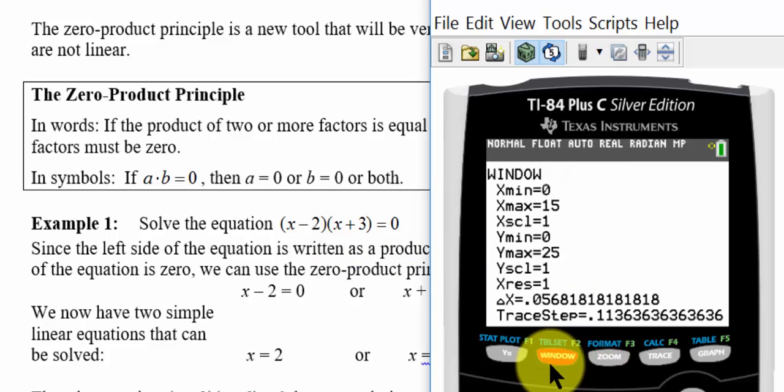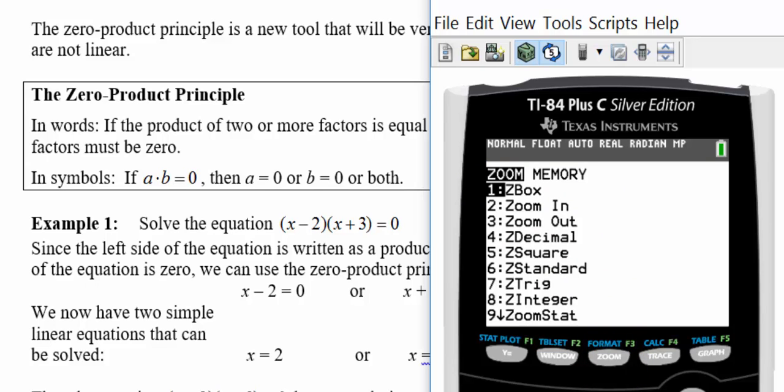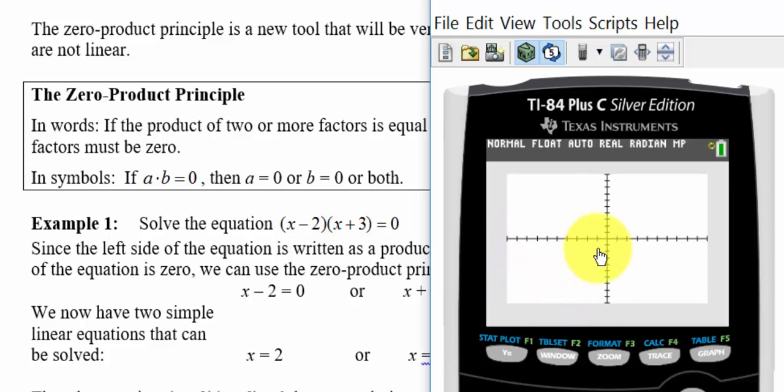For my window, I can probably use a standard window, meaning negative 10 to 10. The quick way to do that was zoom 6. So now I have 10 tick marks in every direction. The blue parabola is the left side of my equation. The red line is the y equals 0.